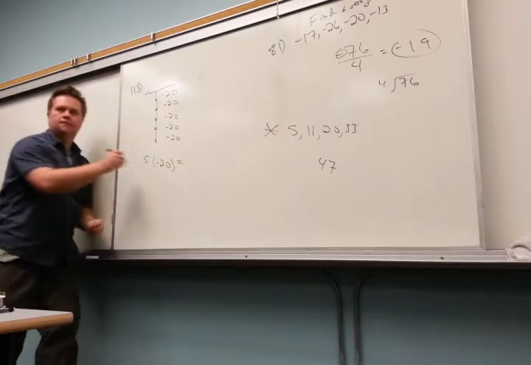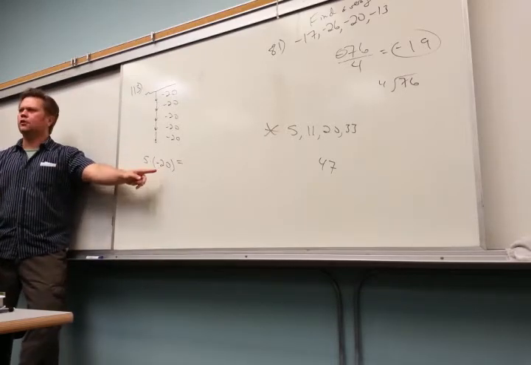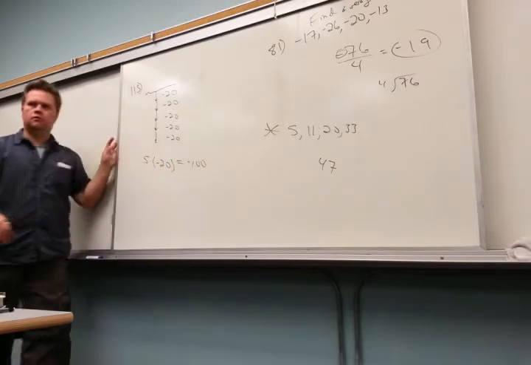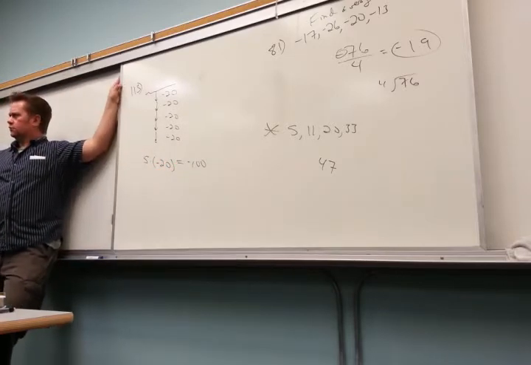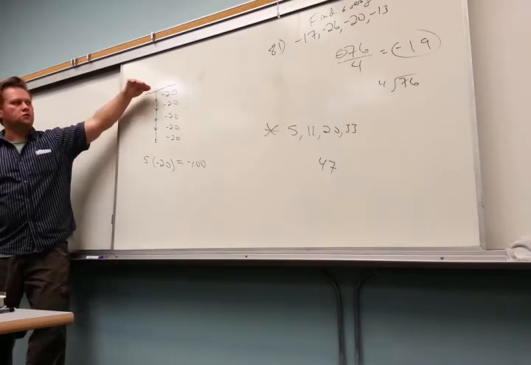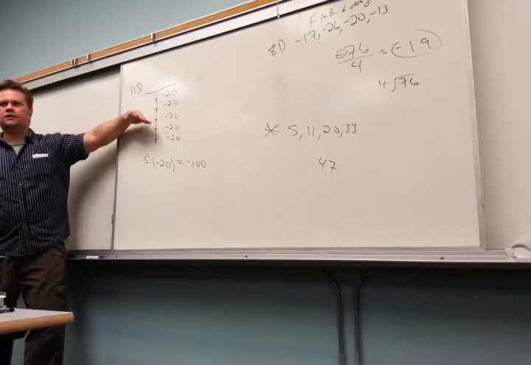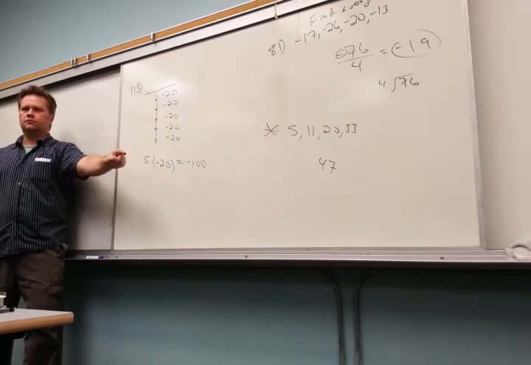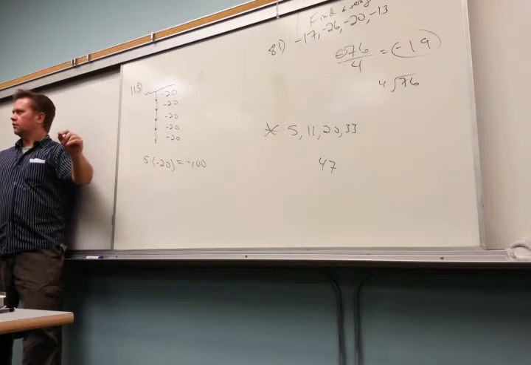So what do you get when you do that? 5 times negative 20? Negative 100. Is that cool? You can always check yourself, because you would just do negative 20, negative 40, negative 60, negative 80, negative 100. There you go. There's 5 negative 20s. I like it. All right.